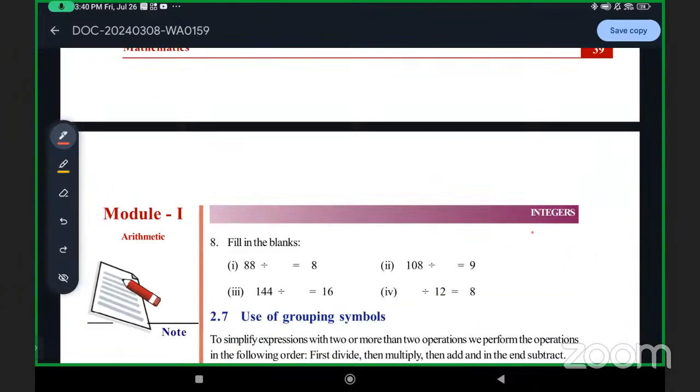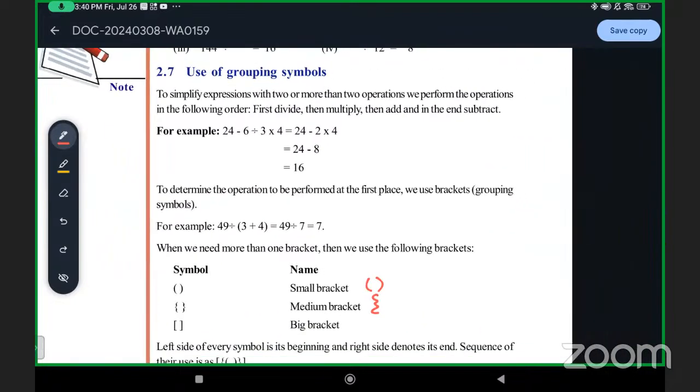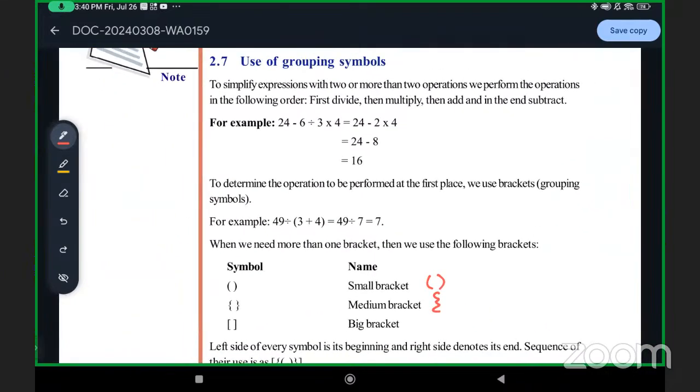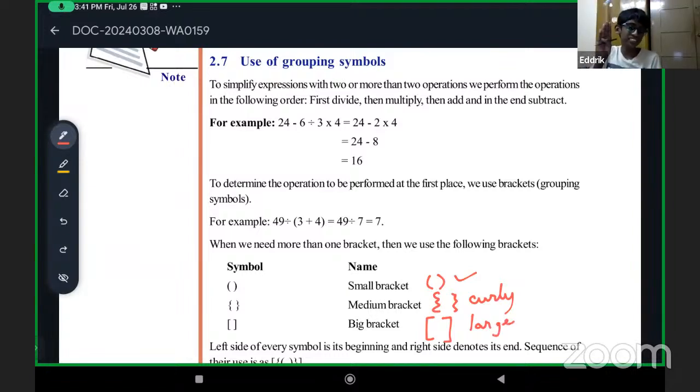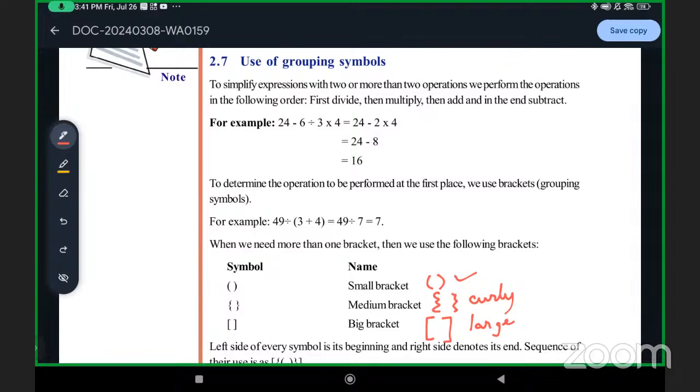Then now I'm moving forward to grouping. Now in grouping, we have some symbols. This is small bracket. This is known as medium or curly bracket. This is known as big bracket or large bracket. Ma'am, there are different names also. The first bracket is called parenthesis, the second bracket is called flower brackets, and the third bracket is called square brackets. Exactly. We used to call this one square bracket and this one curly. This is small bracket.